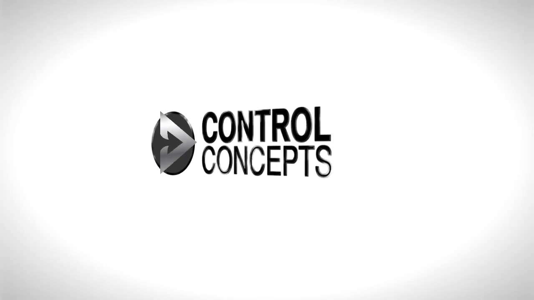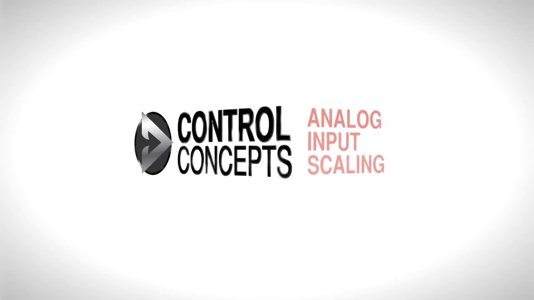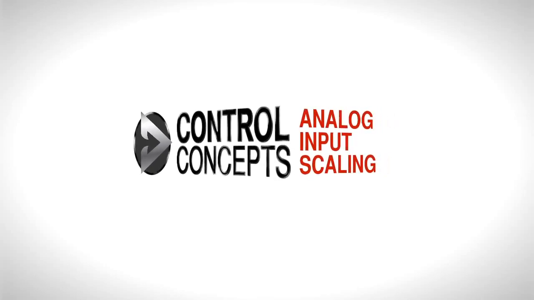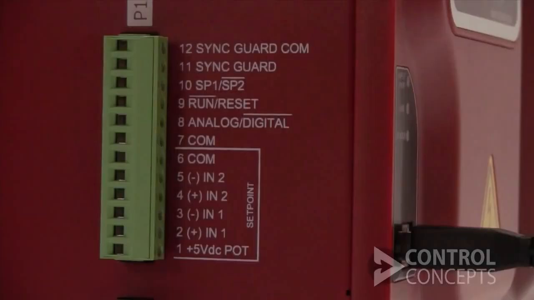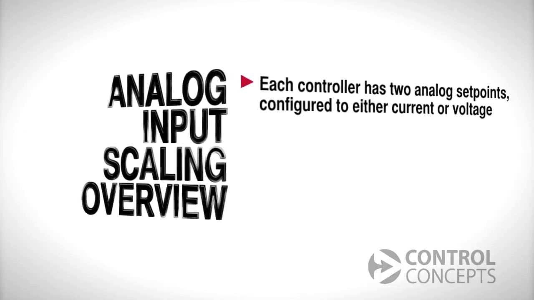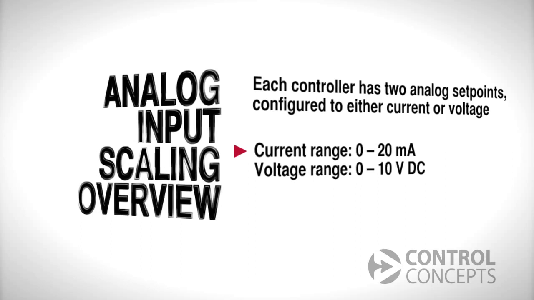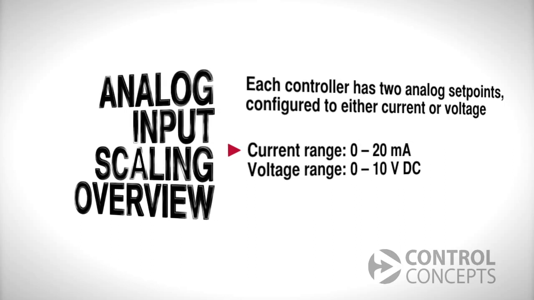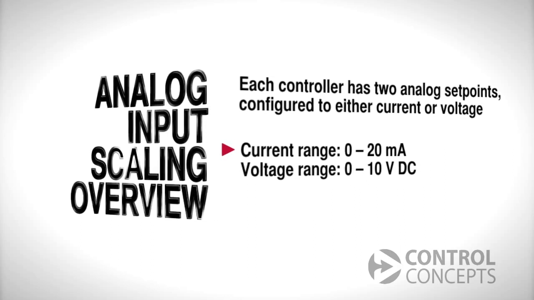Welcome! This video will demonstrate how to adjust analog input scaling for your Fusion or Compact Fusion controller. Each controller uses two analog set points, and both can be configured for either current or voltage. Current can be adjusted from 0 to 20 milliamps, and voltage from 0 to 10 volts DC.